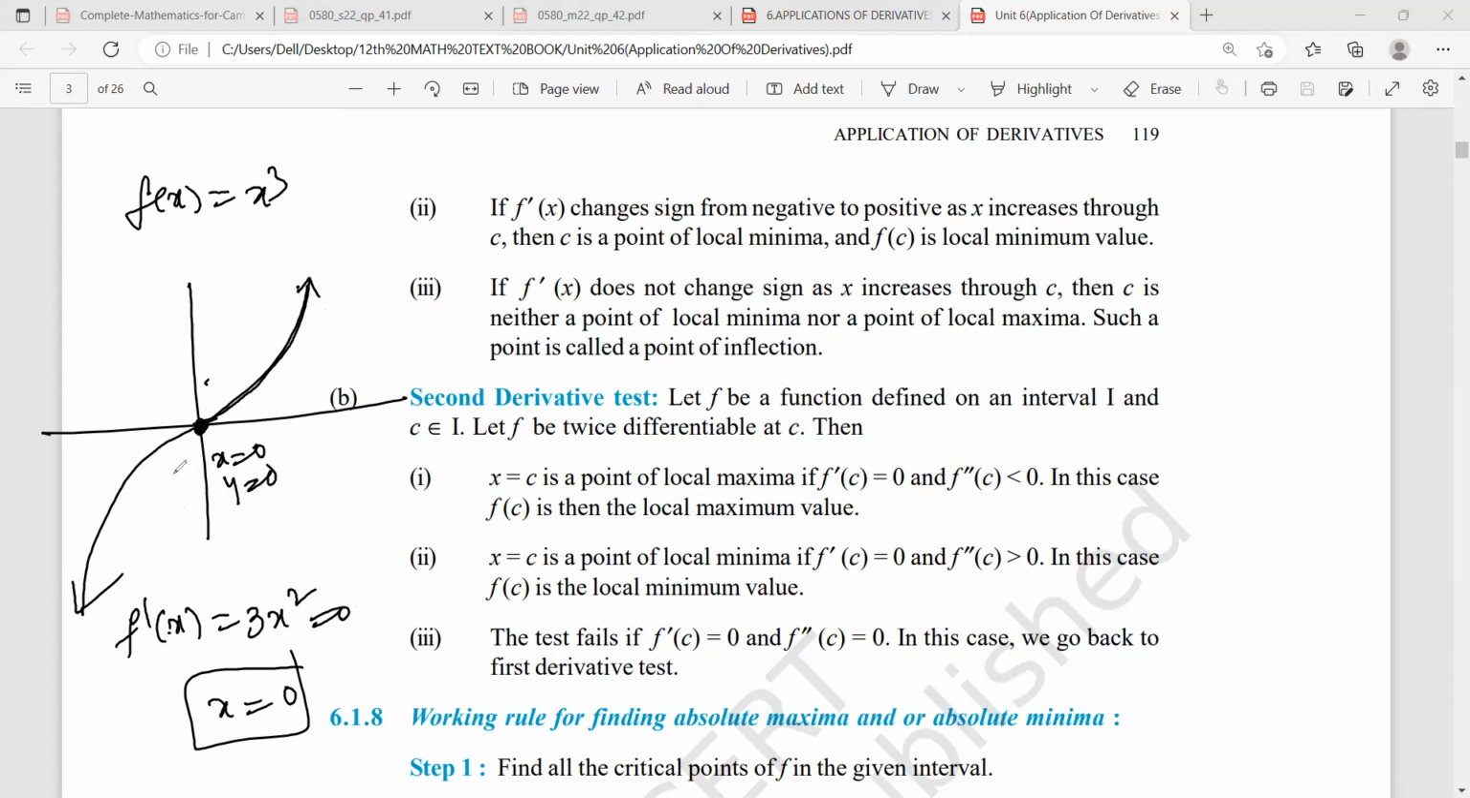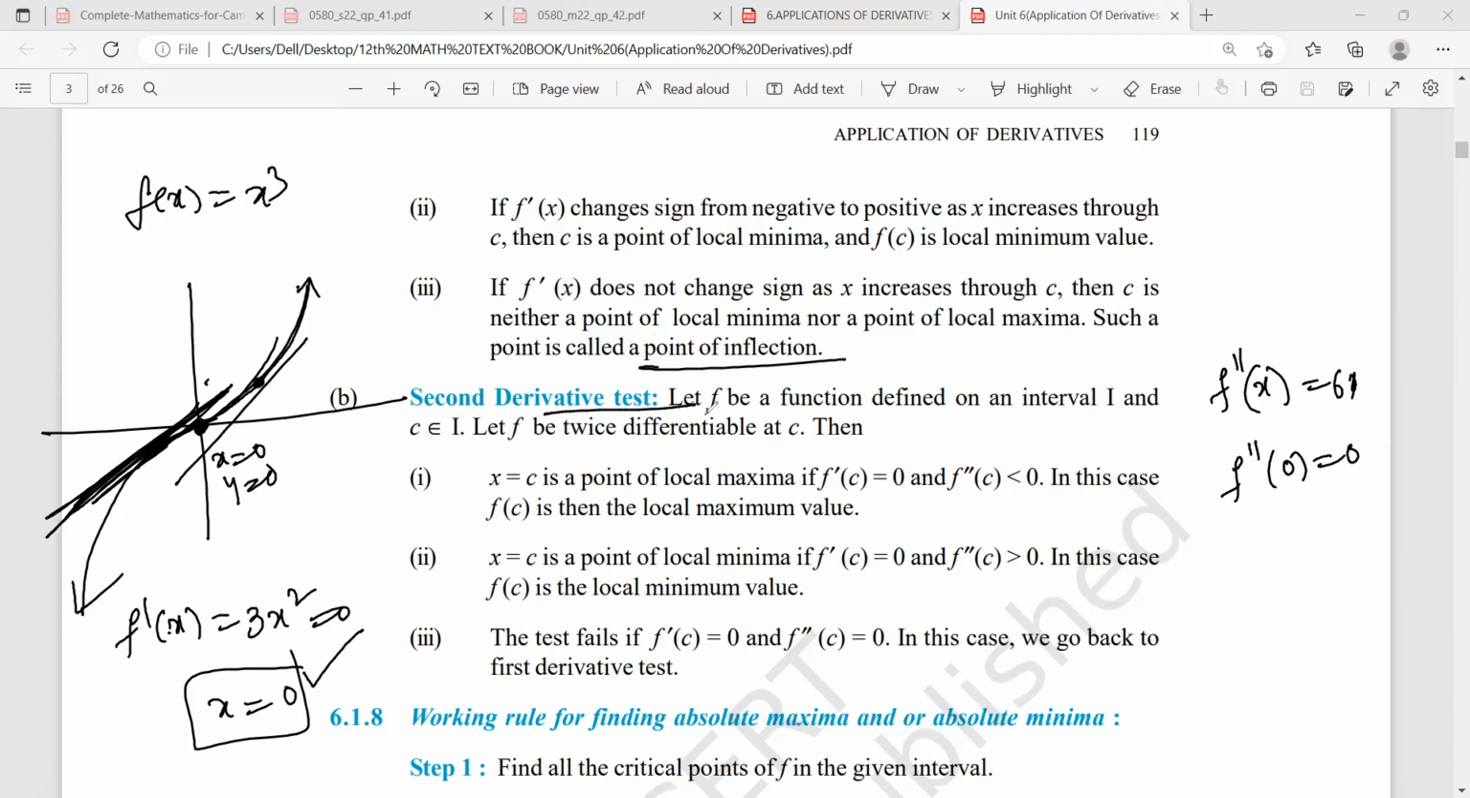At this point, you do f double dash. f double dash of x is 6x, so f double dash at 0 is 0 only. That means we are not getting a maximum or minimum. You have to go to the first derivative. The first derivative also is not changing its sign. If you draw a tangent here, it is only positive. It's not changing its sign. That means this is not a point of local maximum or local minimum. This is called a point of inflection. If it doesn't change, then we have to say it's a point of inflection.